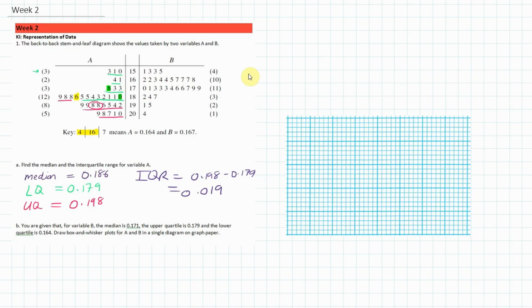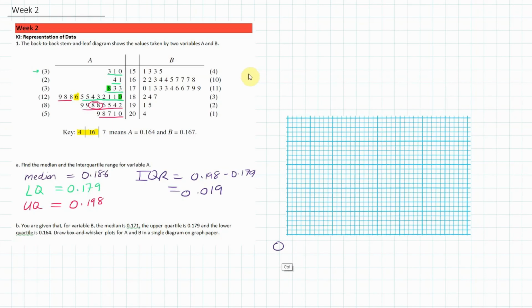Okie dokie. Now, the next bit is we're given for variable B the median, the upper quartile and the lower quartile, and we've got to draw box and whisker plots for A and B on this diagram. So pretty much the lowest number we've got is 0.15.